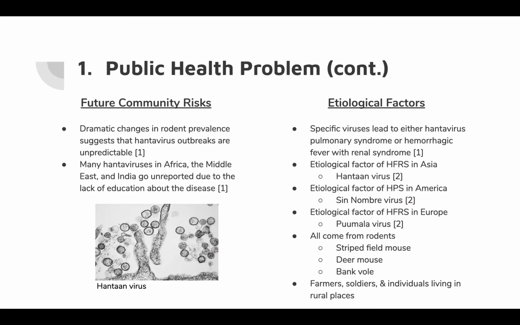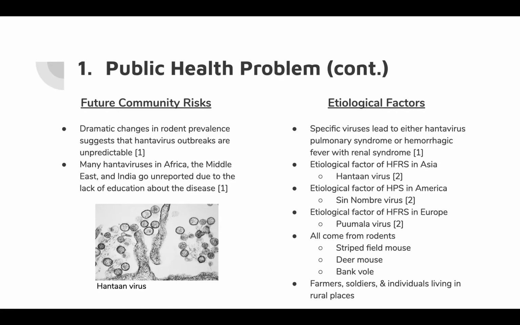As far as future risk, researchers believe that hantavirus outbreaks are unpredictable due to the random changes in the natural abundance and distribution of rodents around the world. It has also been difficult to research new viruses that appear in third world countries because they often go undetected due to lack of education. Underdeveloped countries do not have the screening or resources to treat hantaviruses and often associate them with other known diseases.